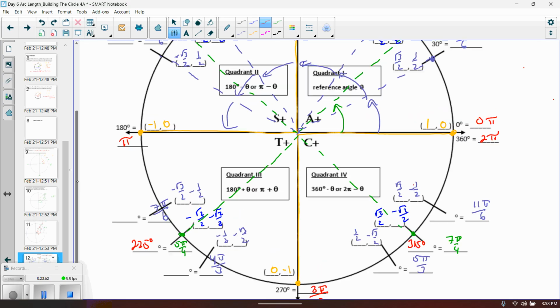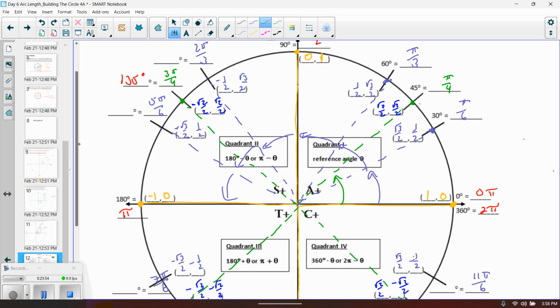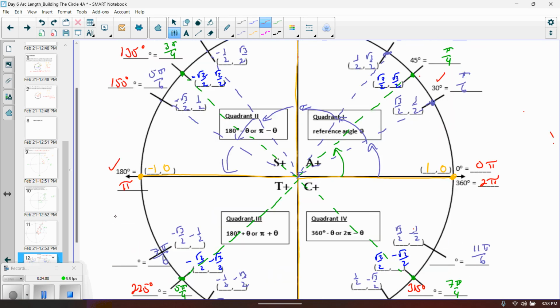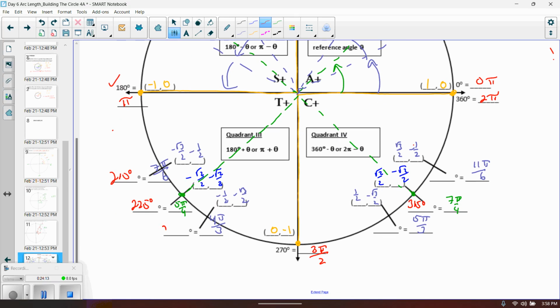I think the easier one for people to count by will be by 30s. So you got 30, 60, 90, keep going. Count by 30s, you're at 120. Count by 30, you're at 150. Count by 30, you're at 180. Add 30, you're at 210. Count by 30, you're at 240. Count by 30, you're at 270. Count by 30, we're at 300. And then count by 30 more, you are at 330. And then you get all the way back around to 360.